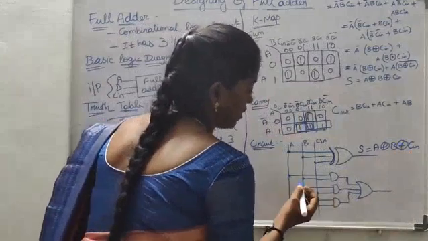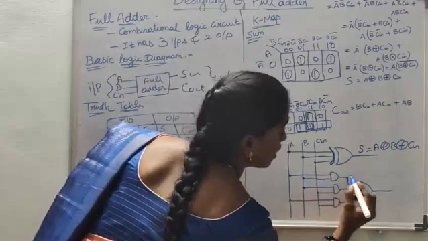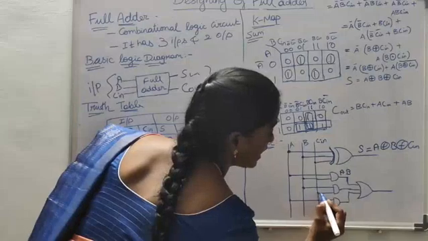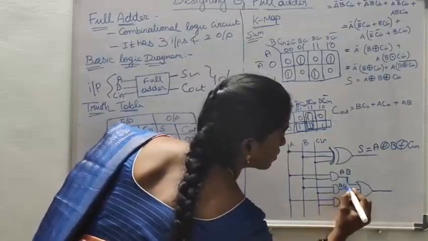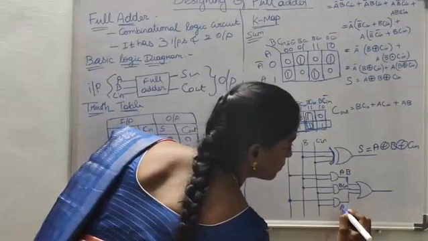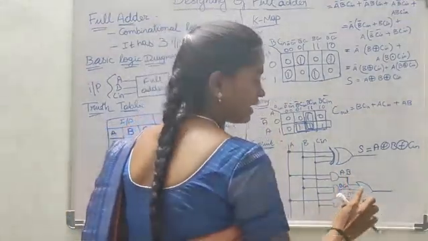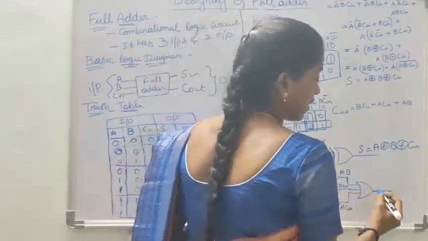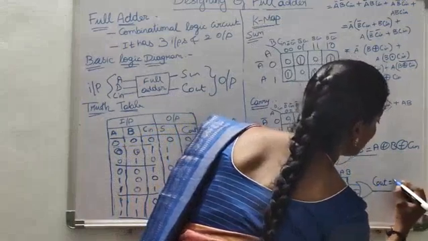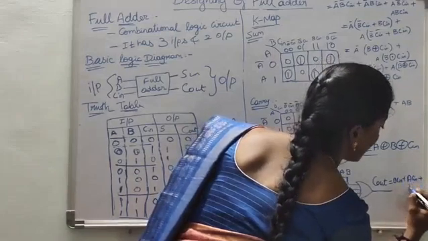And then for the carry, connect A and B in an AND gate. And then connect B, C in another AND gate. And then connect A input and C input in an AND gate. The outputs of the 3 AND gates are connected to the OR gate. The output of the OR gate is C out. The C out value is equal to B C in plus A C in plus A B.